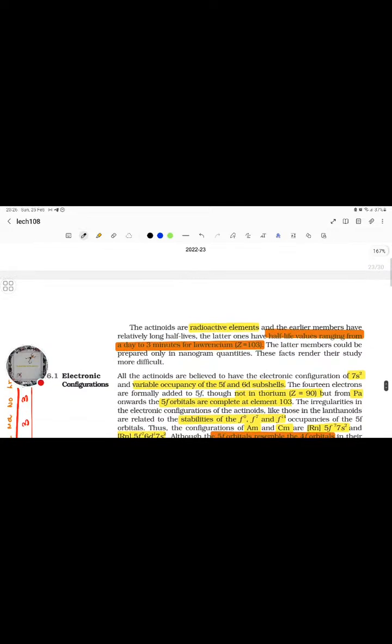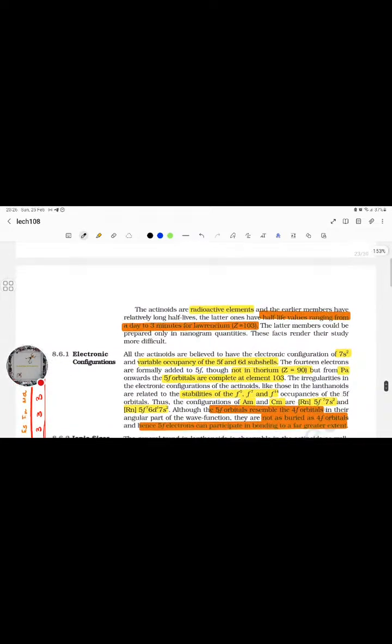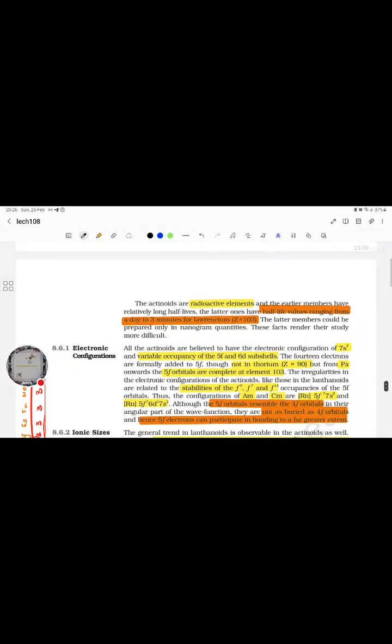Moving down, the actinoids are radioactive elements, and their earlier members have relatively long half-lives. The latter ones have half-life values ranging from a day to 3 minutes for lawrencium. The latter members could be prepared only in nanogram quantities.